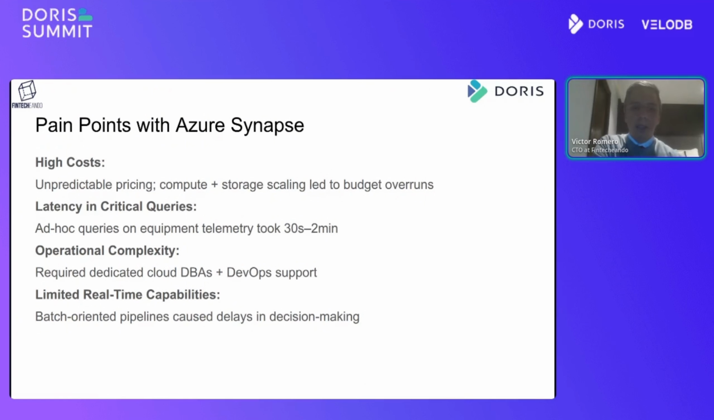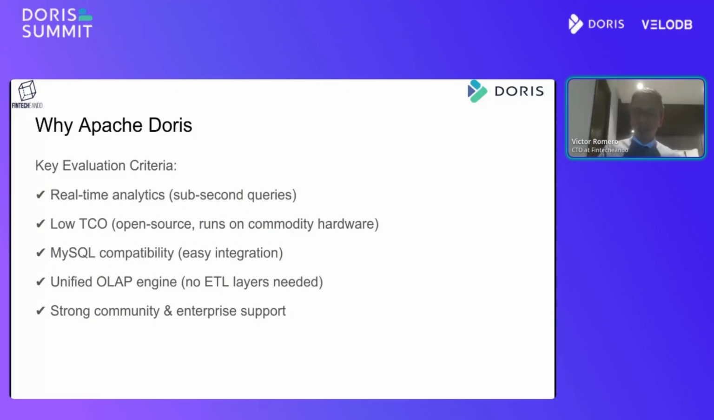Also, the limited real-time capabilities, because most of the time we need to run batch services using pipelines, which causes delays in decision making. Currently the world is based on fast information, on fast systems. So we are moving from the cloud architecture to the offer that Apache Doris has.